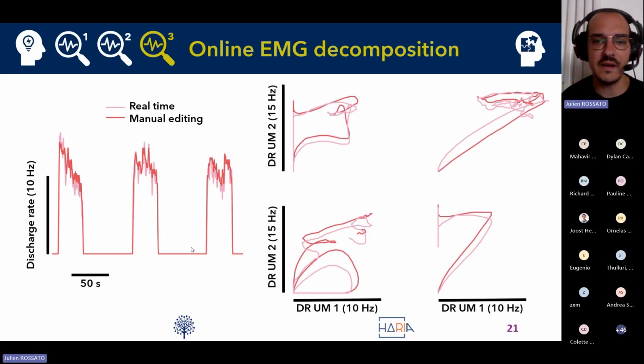Here you can see, for example, the position of a cursor as a function of the discharge pattern of two motor units, one on the x-axis and another on the y-axis. Even with the error produced by the real-time identification of the two motor units, the position of the cursor in real time is very similar to the position of the cursor for the corrected version of this real-time identification.